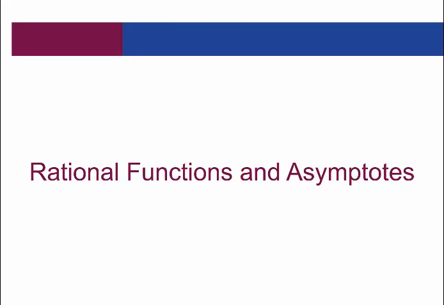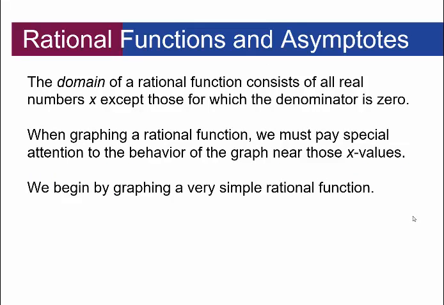So let's talk about rational functions and what we call asymptotes. The domain of a rational function consists of all real numbers x, except for those which make the denominator 0. The reason is you can never divide by 0. So when graphing a rational function, we must pay special attention to the behavior of the graph near those x values, where the value of x would make it divide by 0.